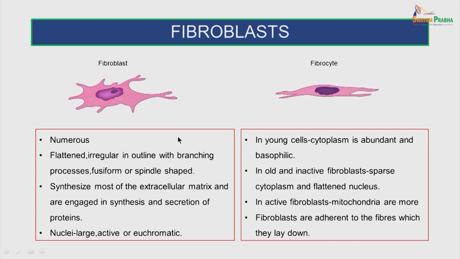A little more about the fibroblasts. They are numerous and flattened, with an irregular outline and branching processes, fusiform or spindle in shape. They synthesize most of the extracellular matrix and are engaged in synthesis and secretion of proteins, so they play a very important role. The nuclei are large, active or euchromatic. In young cells, the cytoplasm is abundant and basophilic. In old and inactive fibroblasts, there is sparse cytoplasm and a flattened nucleus. In active fibroblasts, the mitochondria are more. The fibroblasts are adherent to the fibers which they lay down.